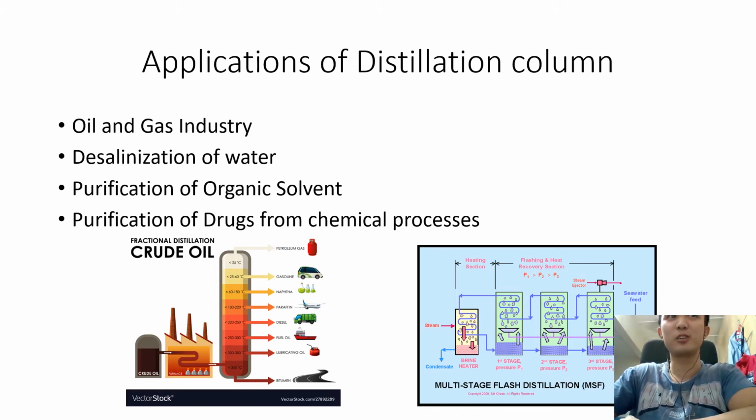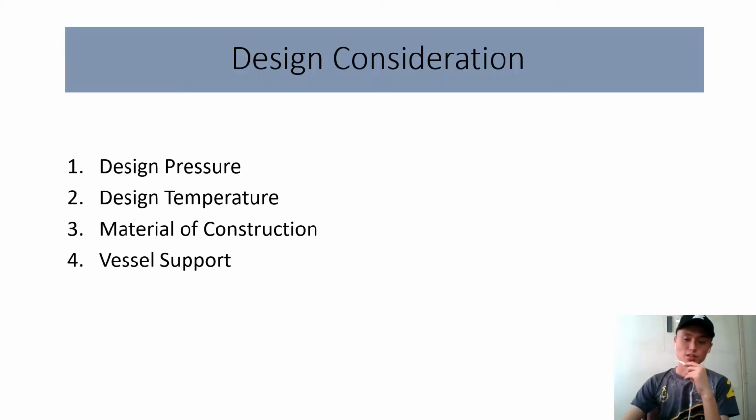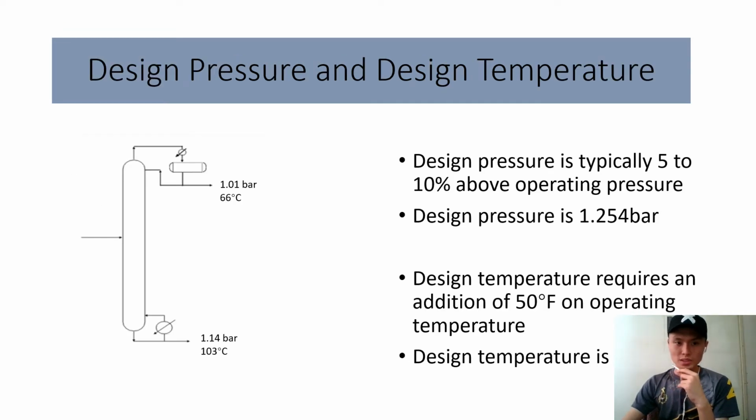Next, we will talk about the design consideration for our distillation columns. So there are four, which are the design pressure, temperature, material of construction, and also the vessel support. So first we'll talk about the design pressure and also design temperatures. So by using general rules, the design pressure is about 1.254 bar and temperature is about 131 degrees Celsius.